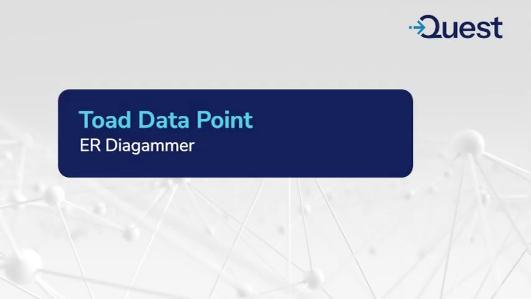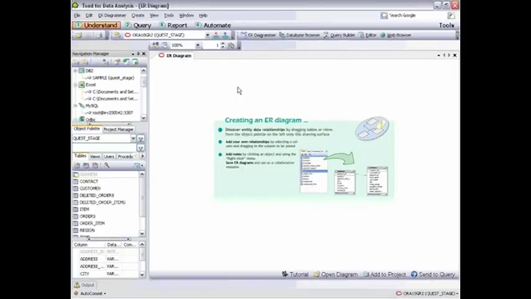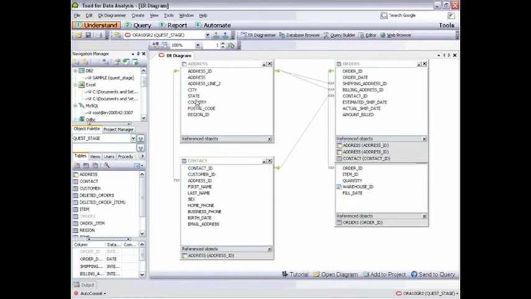The ER diagram tool offers a visual representation of database relationships. This is very useful when studying a set of tables for use in building queries. To use the ER diagrammer, drag tables from the object palette onto the viewing area. The diagram will add the dependent tables and their relationships.